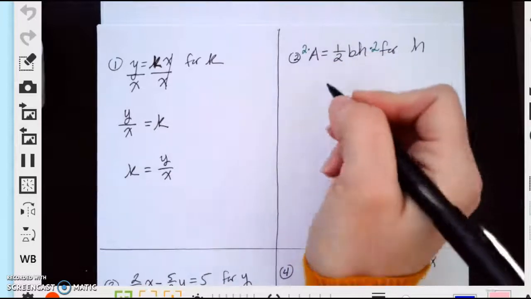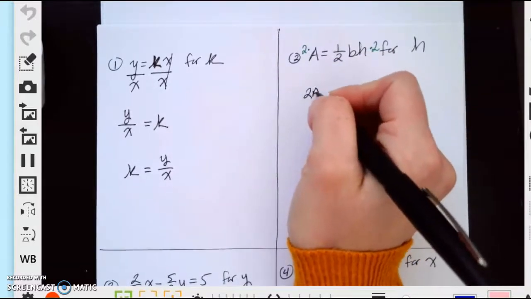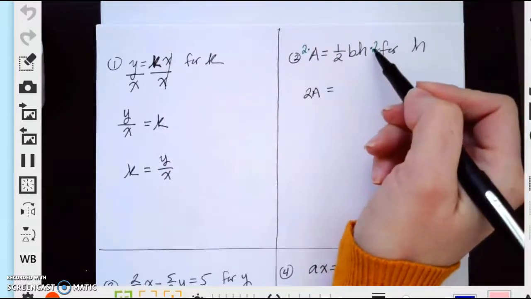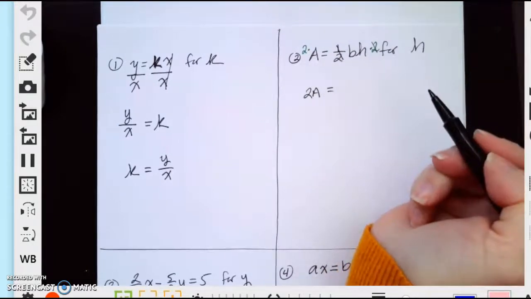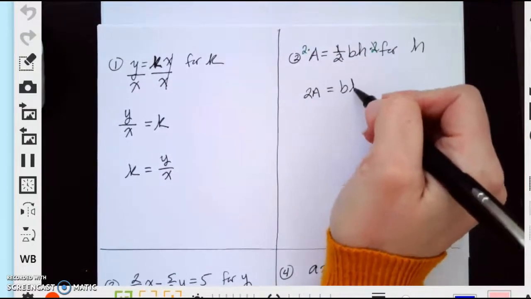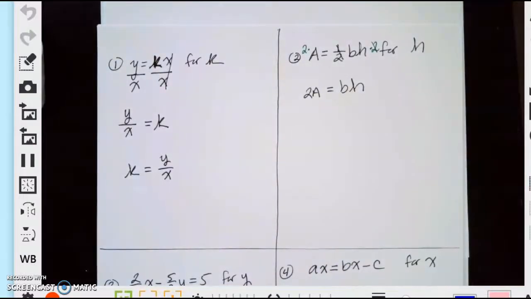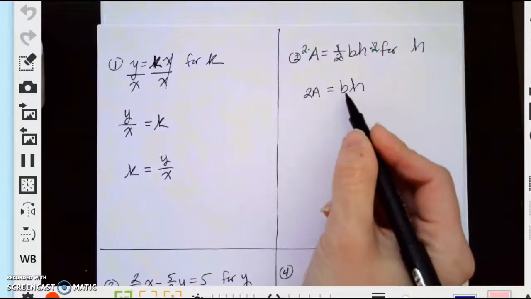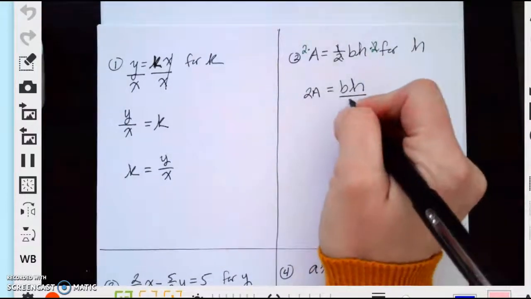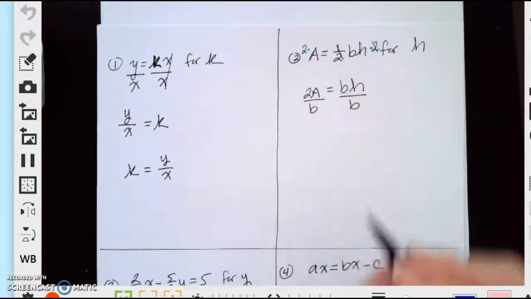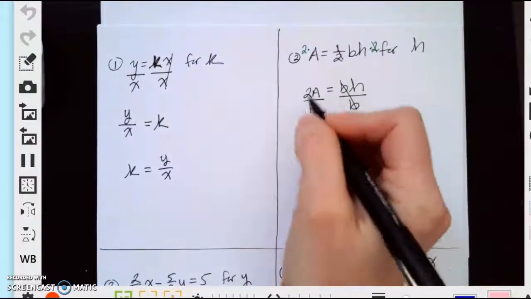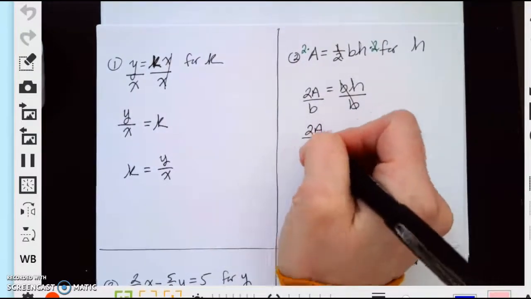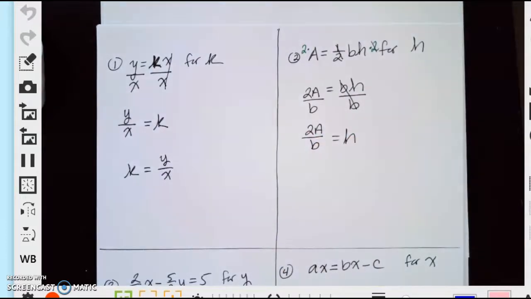Now when I do that on the left side here, I have 2a equals, this 2 is going to cancel out with the 1/2 because they're multiplicative inverses, so when I multiply them I get 1. So I'm left with bh. Again, I want to solve for h. I want to isolate h. H is still being multiplied by b, so I'll undo that multiplication by dividing, and I'll divide on the other side as well. B divided by b is 1, so I'm left with h, and then here I can't do anything, so I'll just rewrite it as 2a all over b. And again, if you want to rewrite it so that h is on the other side, you can certainly do that.